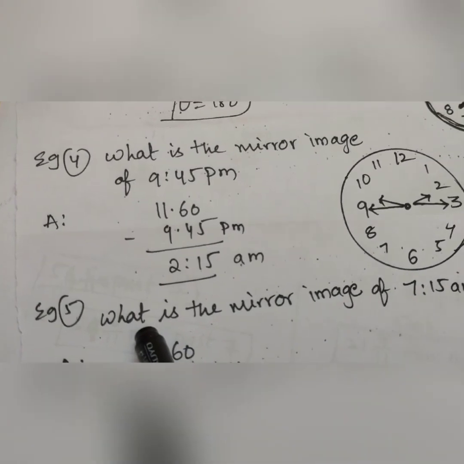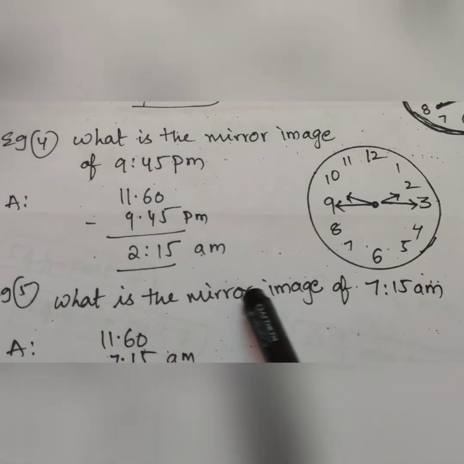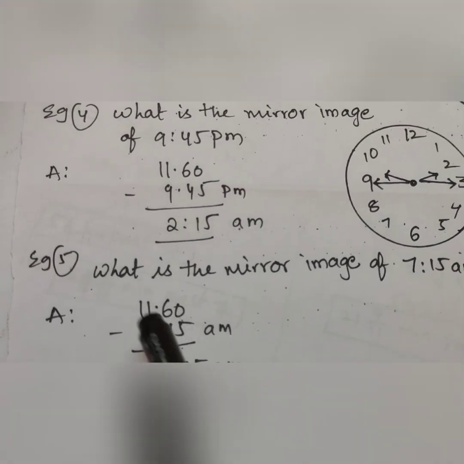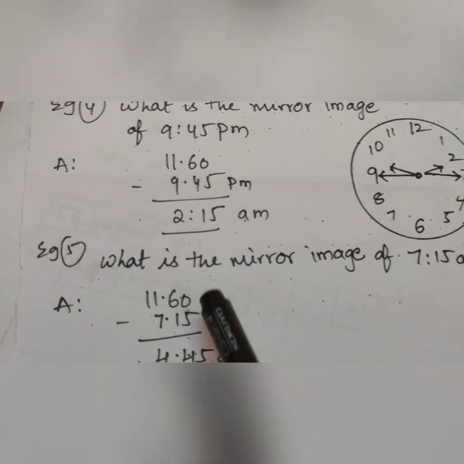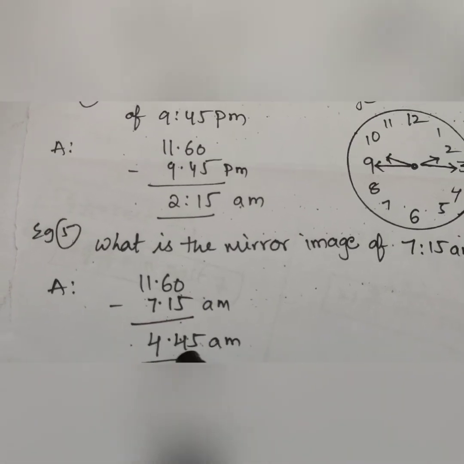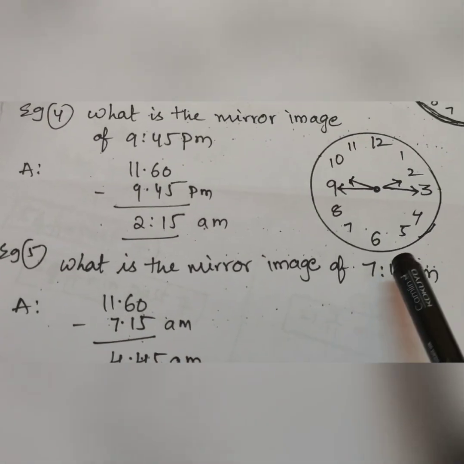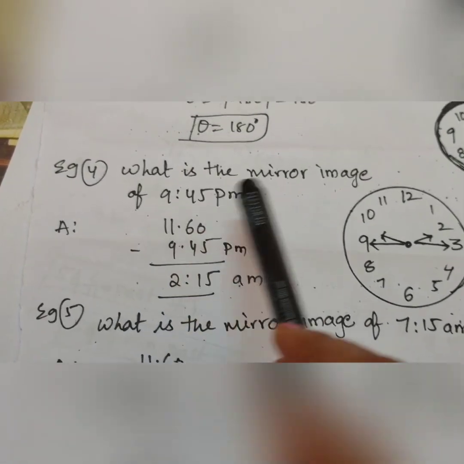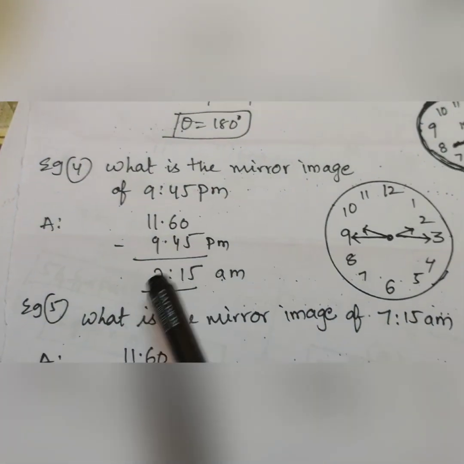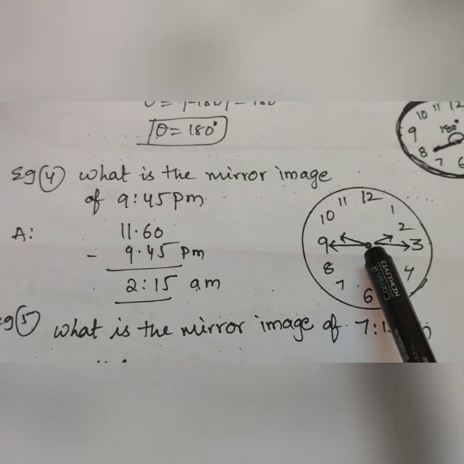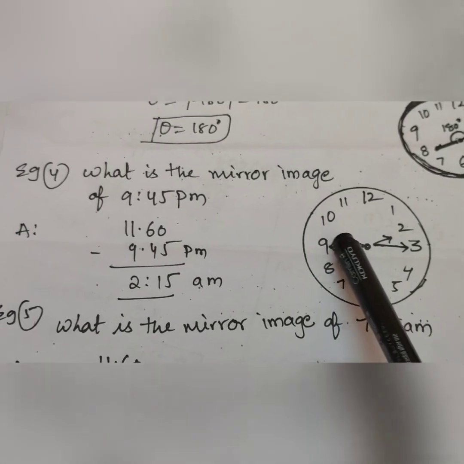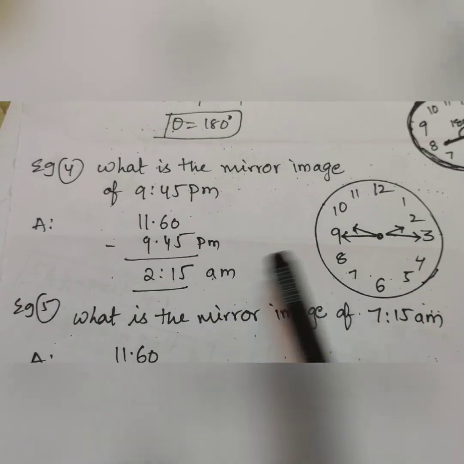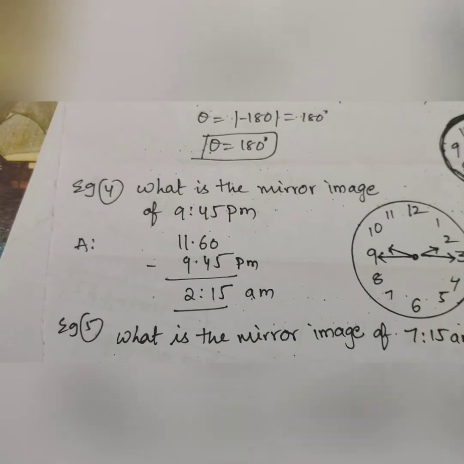Similarly here, next question we will see what is the mirror image of 7:15. So same thing, the given time you need to subtract from 11.60. You will get time as 4:45, which is the mirror image of 7:15. Okay, you have to remember this in order to find the mirror image of a given time. So see here, roughly I have drawn here 9:45 mirror image is 2:15. So just you can see the mirror image here.